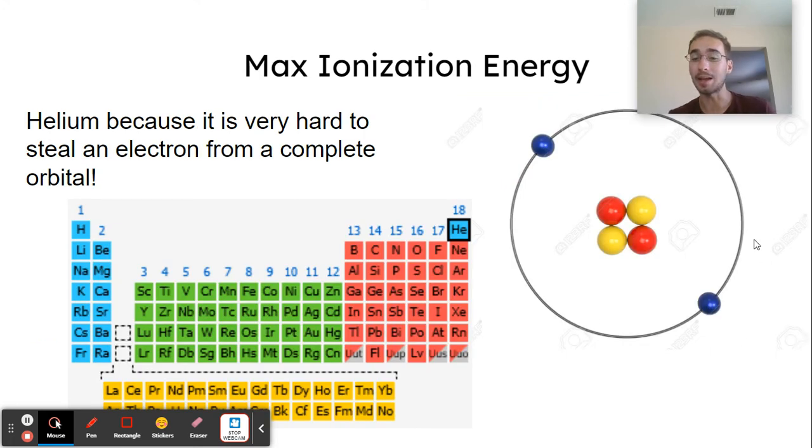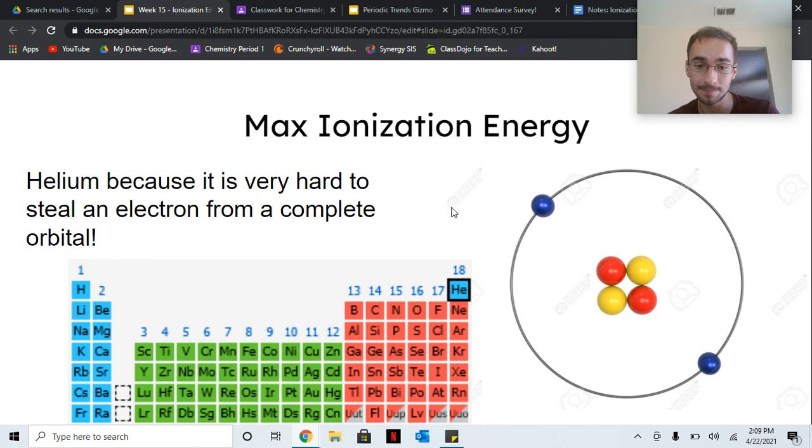And the element with the most ionization energy is helium. Helium has a ton of ionization energy because it's very hard to steal one of these electrons, because it has a complete orbital and the first orbital is very strong. So helium's ionization energy is the highest.